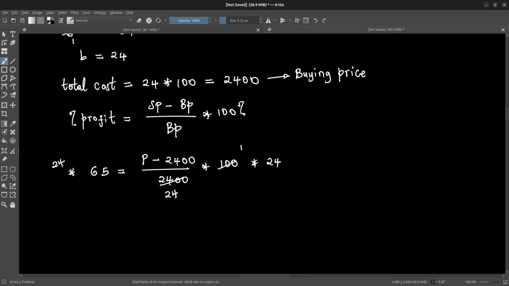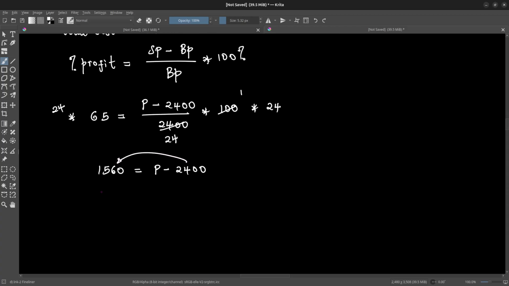24 times 65 will give us 1560, which is equal to, on the right side, we remain with P minus 2400. Let's take this 2400 to this side. This means we will have 1560 plus 2400 is equal to P. So this means P is equal to 1560 plus 2400. That's going to give us 3960. So this is the selling price.